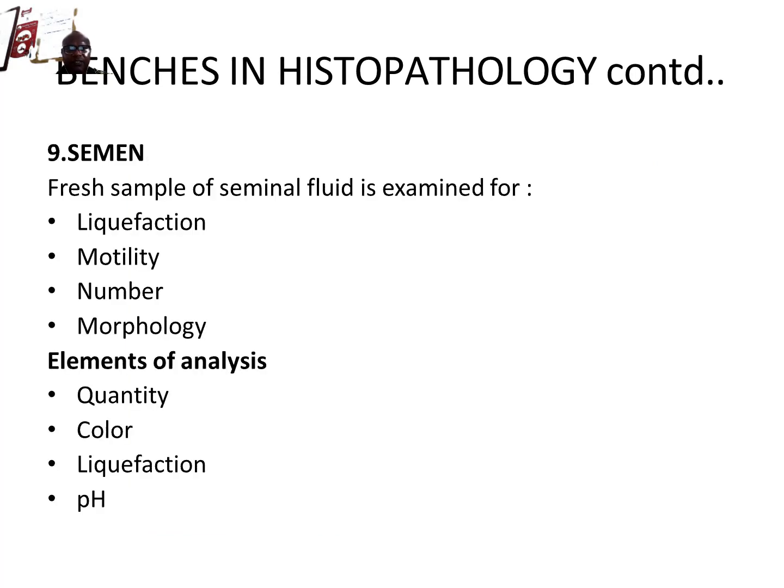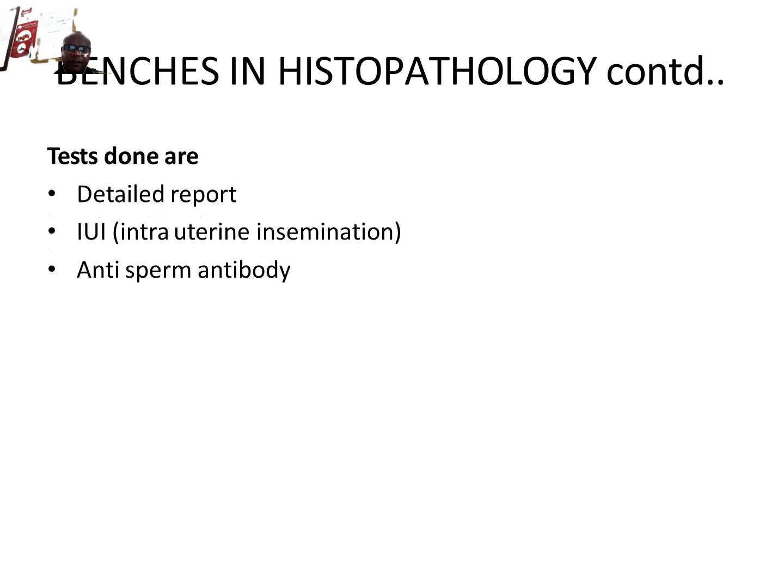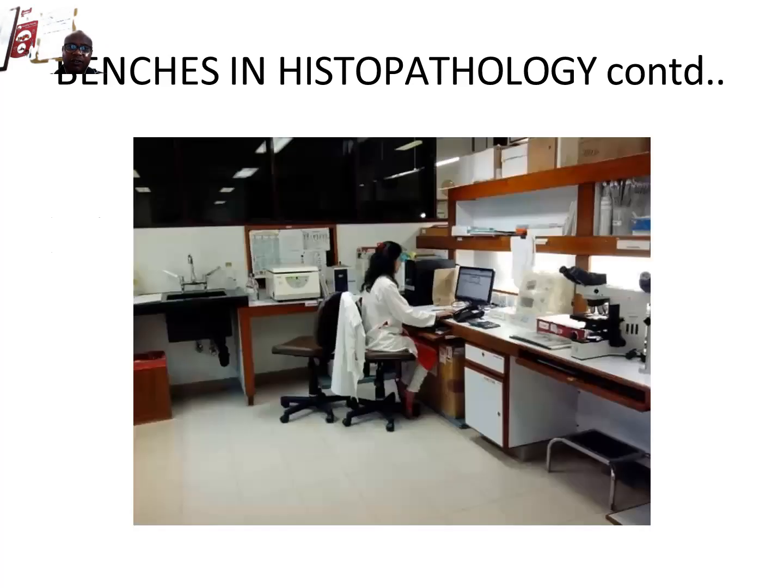A fresh sample of semen is examined for liquefaction, motility, number, and morphology. This is very relevant for studying infertility, and infertility is a big problem in our setup currently. Elements of study include color, quantity, liquefaction, and pH. Testing data is detailed in written information for the purpose of artificial insemination, or you can study anti-sperm antibodies. It's a very decent organized laboratory for study.